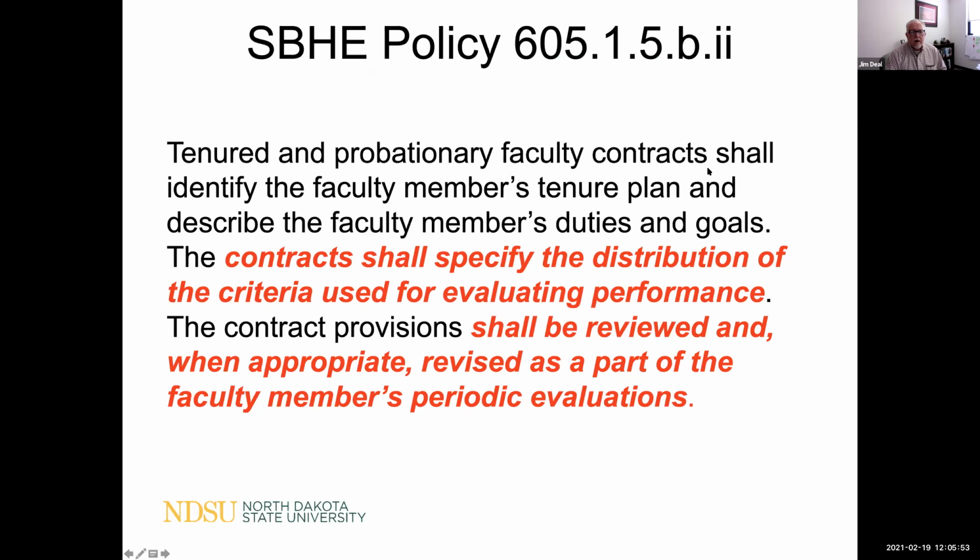This is State Board of Higher Ed policy 605.1.5B2. Tenured and probationary faculty contract shall identify the faculty member's tenure plan, describe their duties and goals. Contract shall specify the distribution of the criteria used for evaluating performance, and those provisions shall be reviewed and, when appropriate, revised as a part of the faculty member's periodic evaluations.